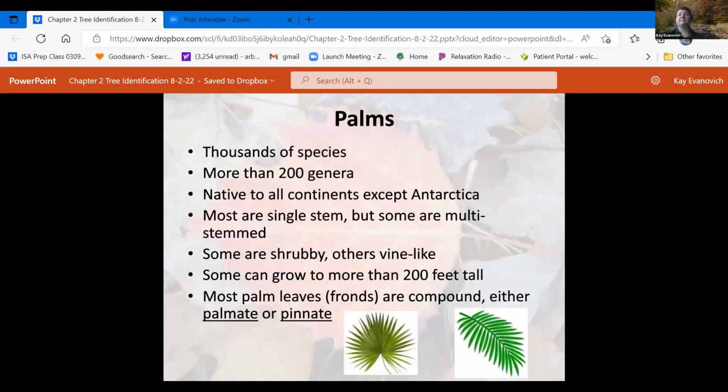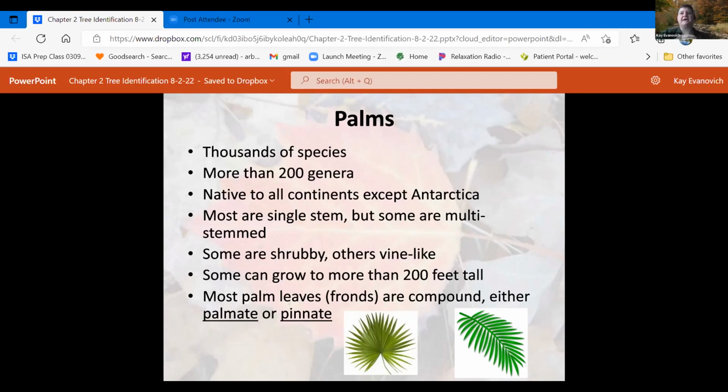All right, palms, like I said, are giant grass. Woohoo! Thousands of species of palms, more than 200 genera. I still don't remember them all, and I've been doing this for 20 plus years. They're native to all continents except Antarctica. They don't like the cold, at least not that kind of cold. So they're everywhere except Antarctica.